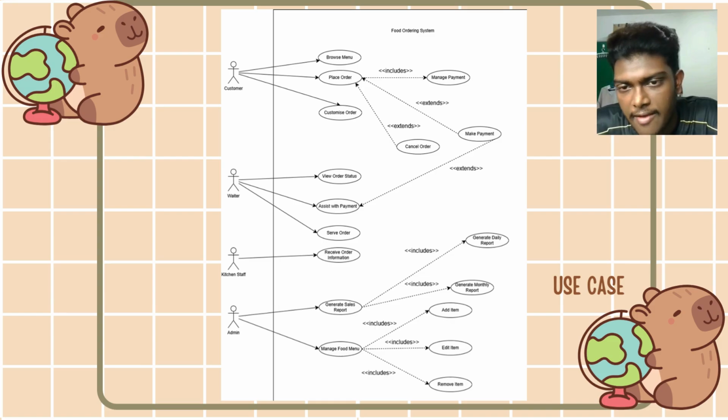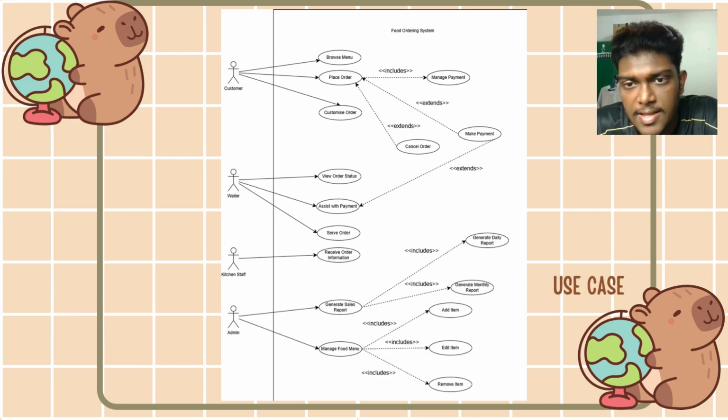So, for this slide, we have four main characters, which is customer, waiter, kitchen staff, and admin. So for the customer use cases, customer can browse menu, which can explore the available food items, place order, which includes manage payment and also extends the cancel order and make payment. So customer also can customize their order, cancel their order, and make the payment.